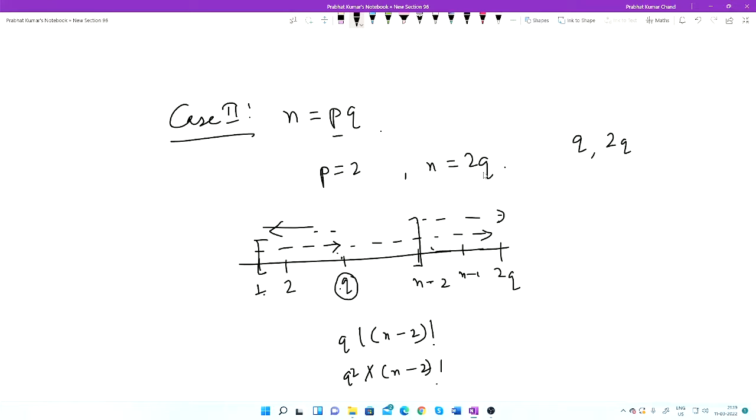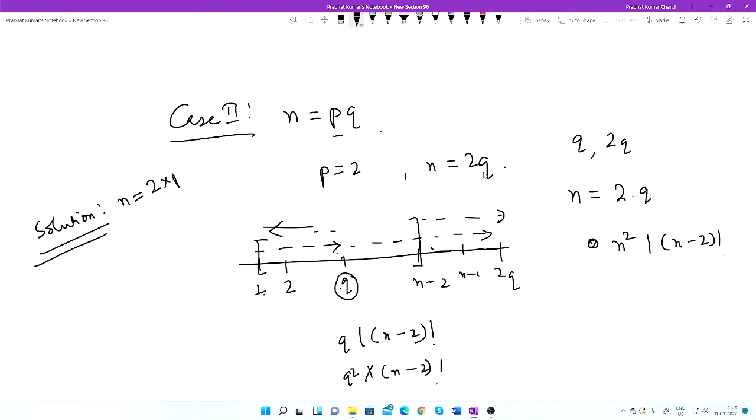So what we can see is that if the number is of this special form, 2q, or 2 times a prime number, then obviously n squared will not divide n minus 2 factorial, right? So we have got one part of the solution. We are slowly collecting the solution. So one solution can be, if n is of this form, 2 times some prime number, then n squared will not divide n minus 2 factorial. So this is the first solution we have got.